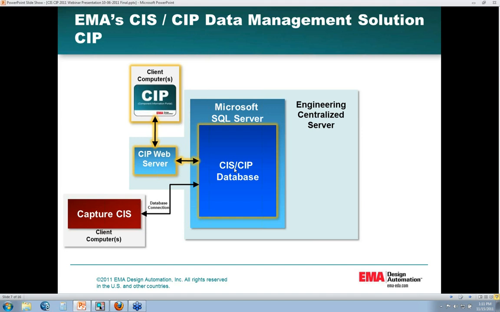CIP is integrated with the Capture CIS temporary part process. It has an administrative capability, so admin types can administer database privileges based on the administrative responsibilities. And then CIP also gives the user capability to track and view part changes.